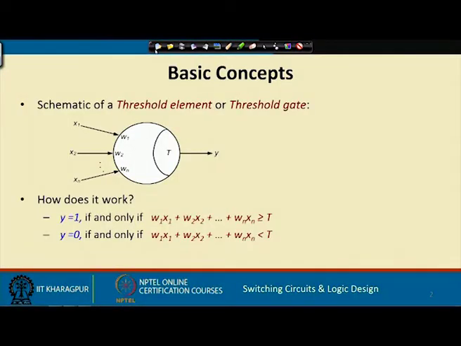So, you have the inputs, you have the weights assigned to the inputs, you have a threshold, and you compute the weighted sum. If the weighted sum is greater than or equal to the threshold, the output will be 1. If it is less than the threshold, the output will be 0. This is the functional behavior of a threshold gate.